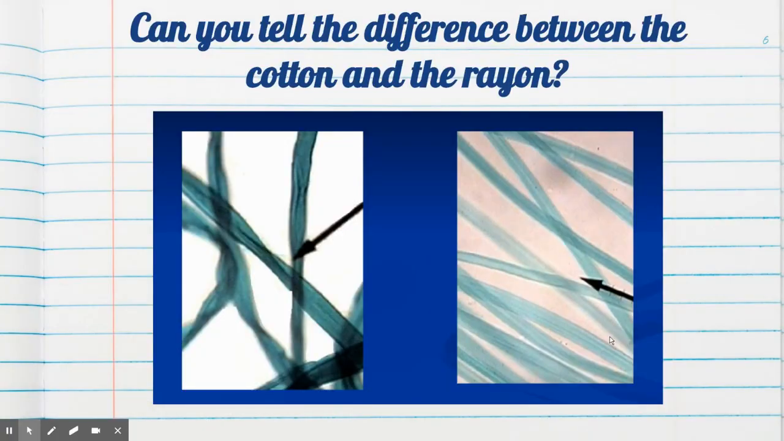So when you look at these two fibers, this is natural cotton here, and this is rayon. And rayon is chemically processed cotton. So you can tell the difference between the two. The cotton has an irregular shape, while rayon and other synthetic fibers tend to be very smooth.